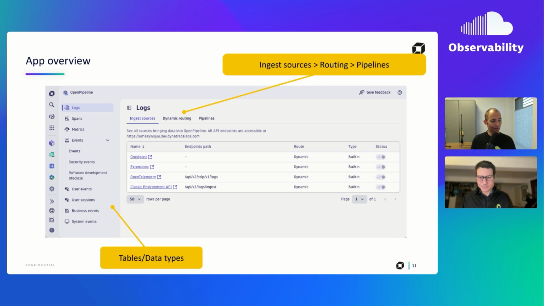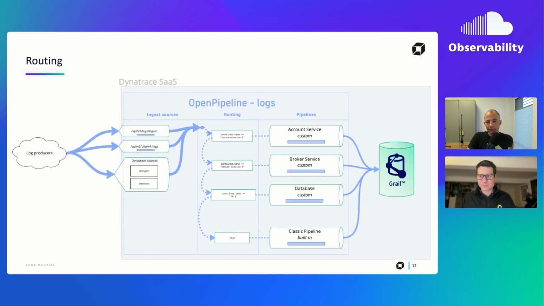Yeah, perfect. Wow. In the middle of the screen, we see the main interface for configuring the data type that you have selected, and you see from left to right the ingest sources, the routing, and the pipelines. And we go a bit deeper. So this is the routing concept explained in more detail.